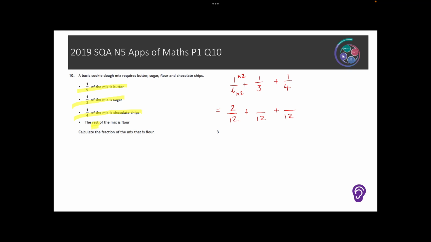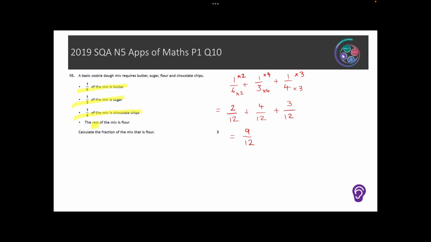1/3, I would need to multiply 3 by 4 to get 12 on the bottom there. So I'm going to times the top by 4. And then 1/4, I would need to times by 3 on the top and bottom to get 12 on the bottom there. So I'm going to get 3/12. And from there, when my denominator is the same, I've got 2/12 plus 4/12 plus 3/12. So in total there, I've got 9/12 of the mixture.